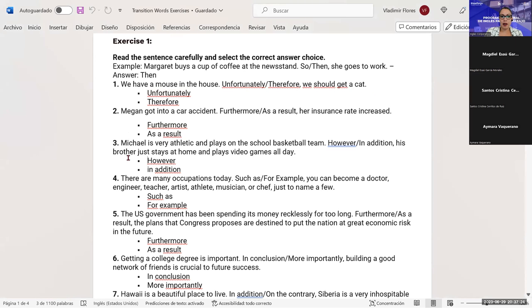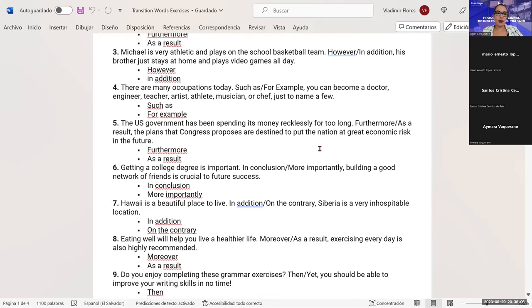Number three. Michael is very athletic and plays on the school basketball team. His brother just stays at home and plays video games all day. In addition, or however? However, porque es una idea que hace contraste, ¿verdad? Michael es bien atlético y el hermano solo está en casa jugando videojuegos. Entonces, like in addition there, no, sería however. Okay, teacher.